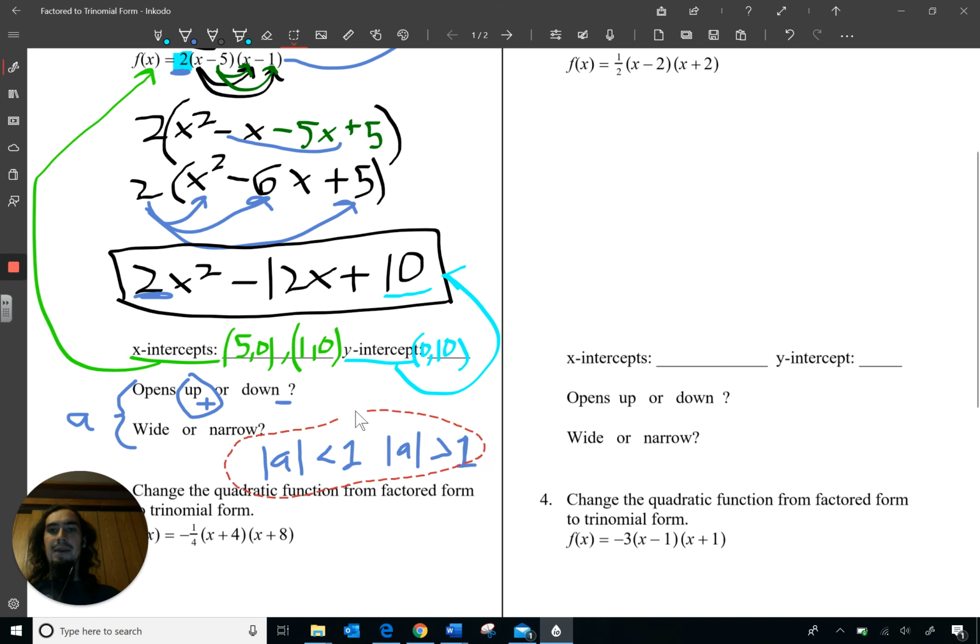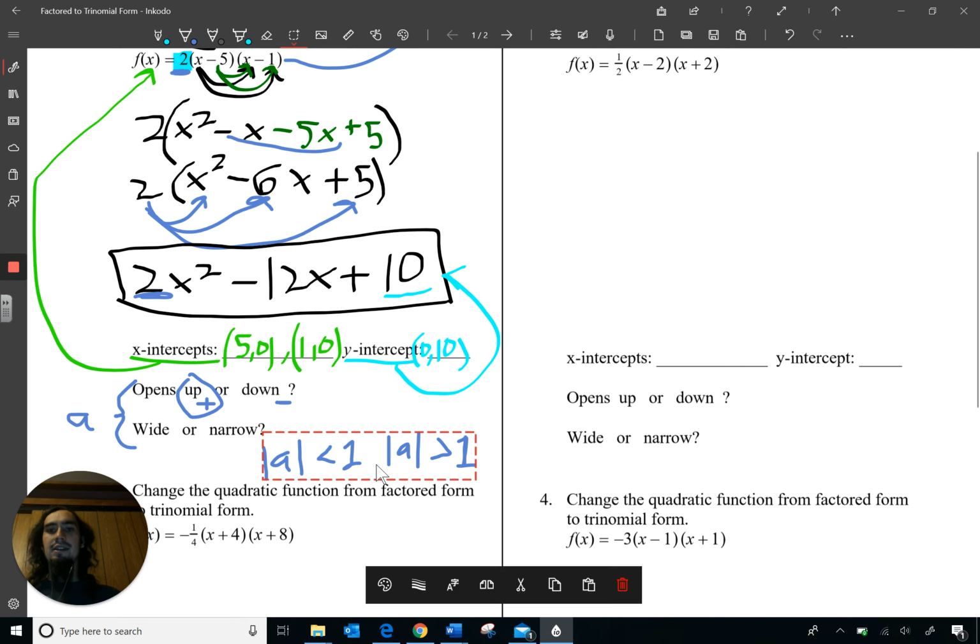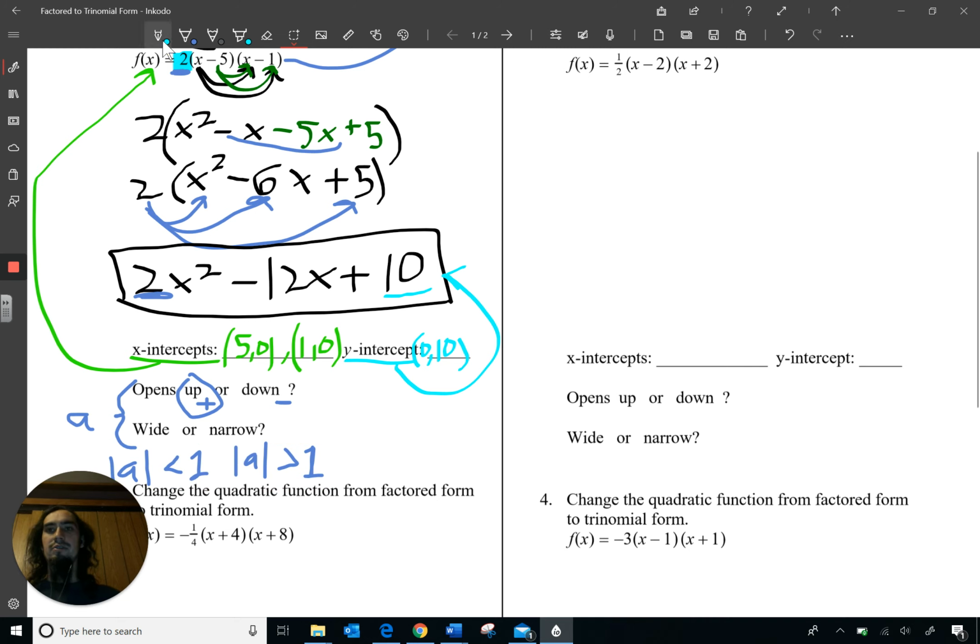Okay, if the absolute value of A is less than 1, that's going to be wide. And if it's greater than 1, that's going to be narrow. So now I've got this in the right order. Let me just keep it here. Wide is this one. Narrow is this one.